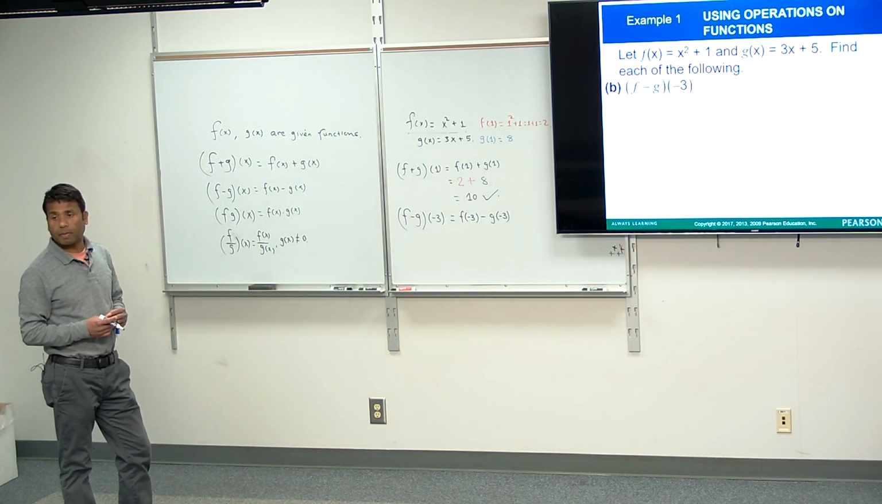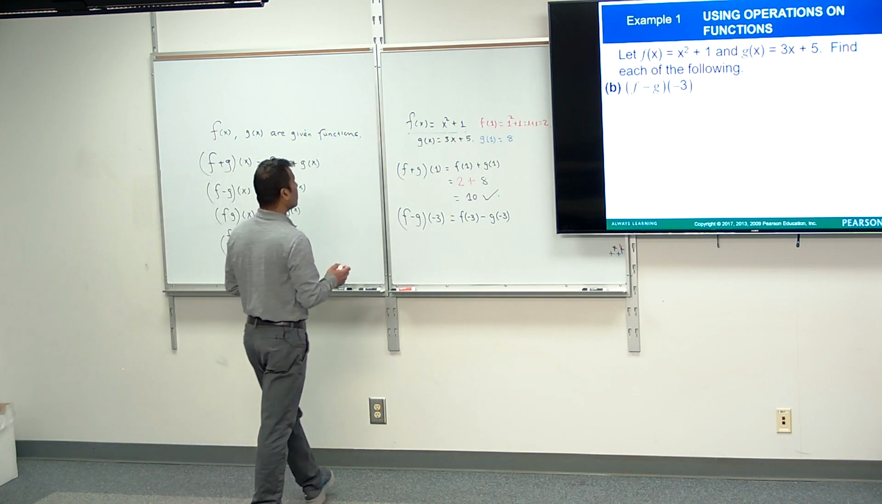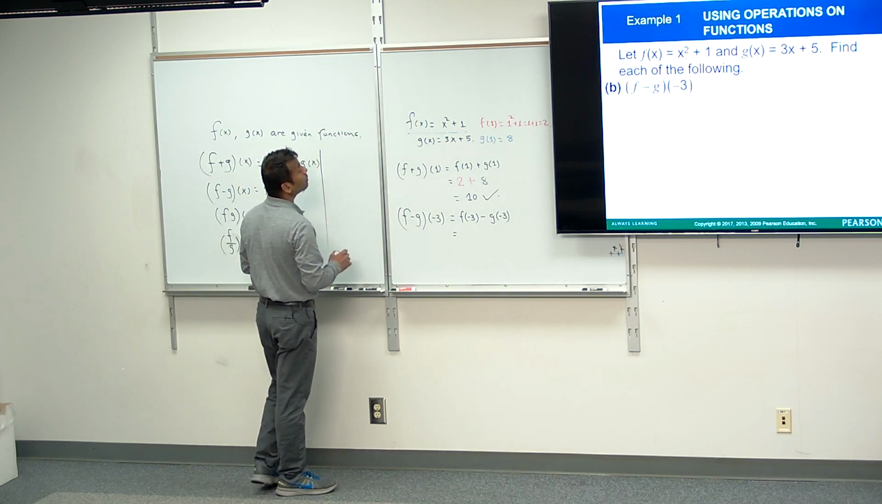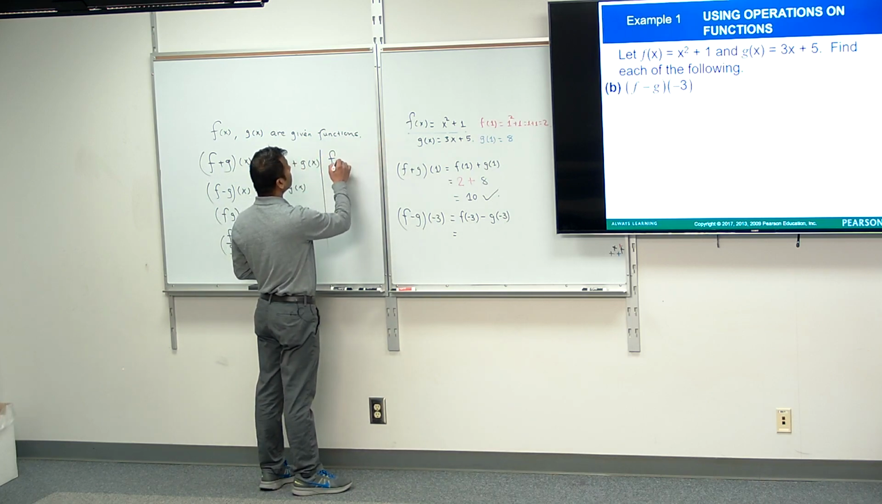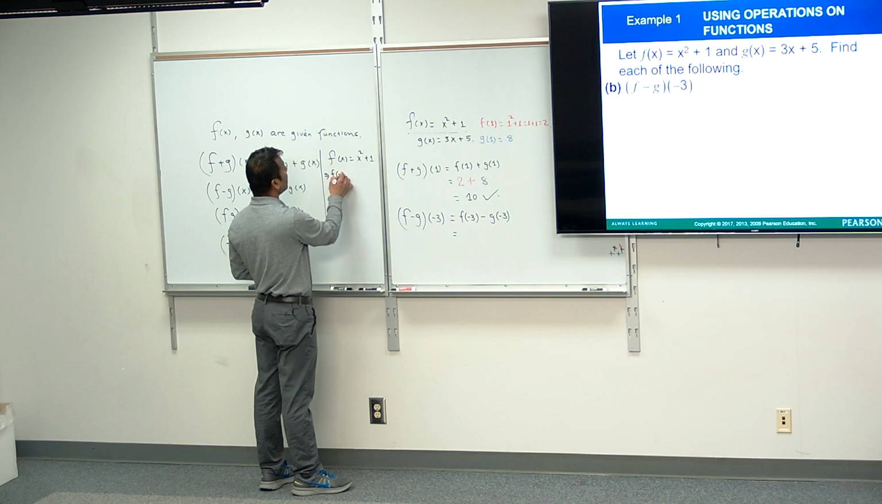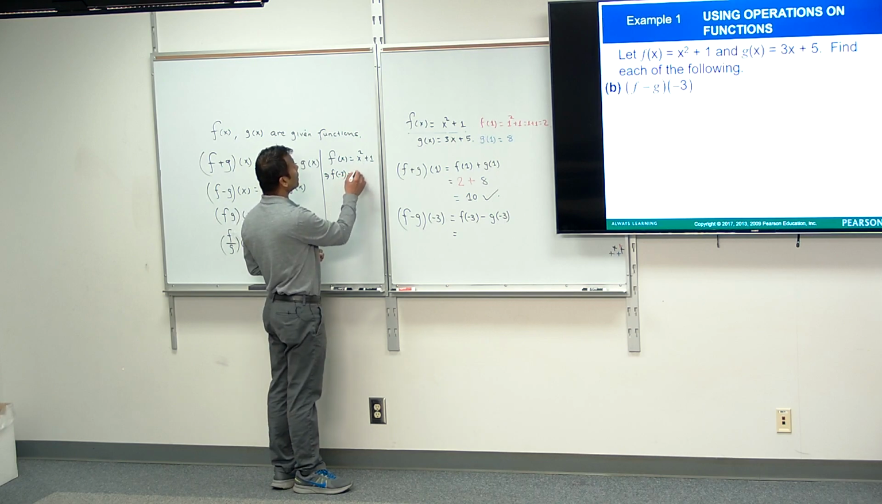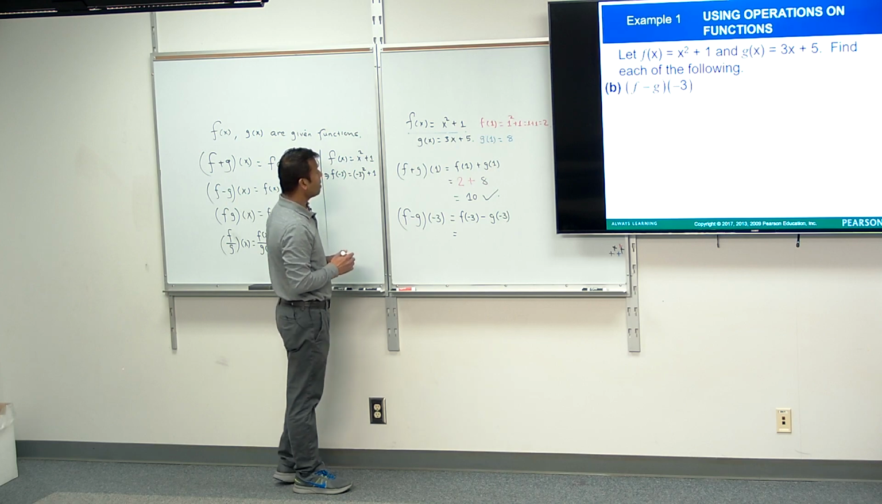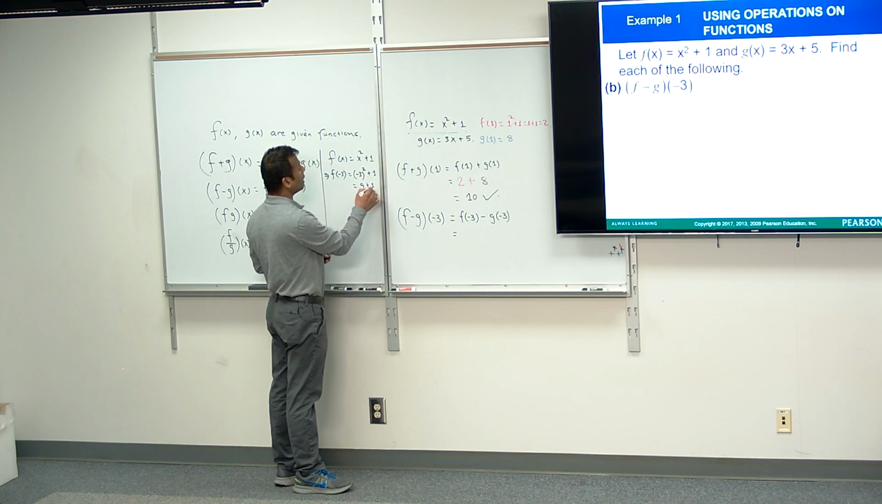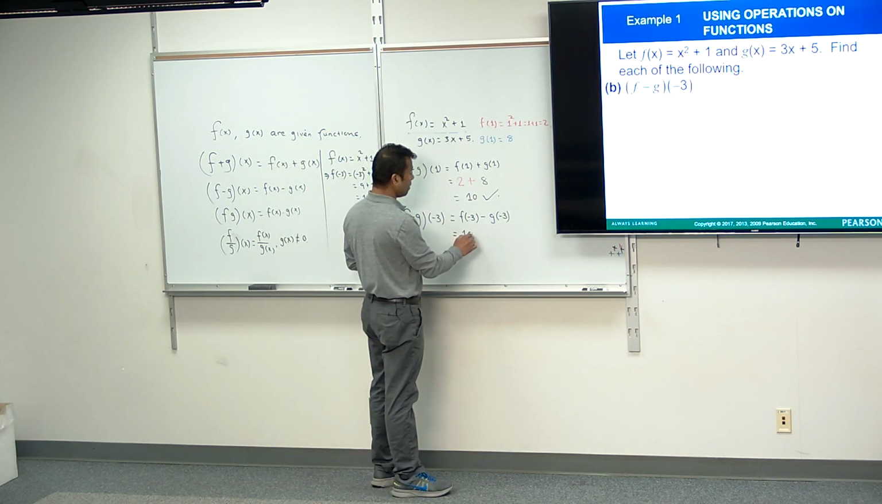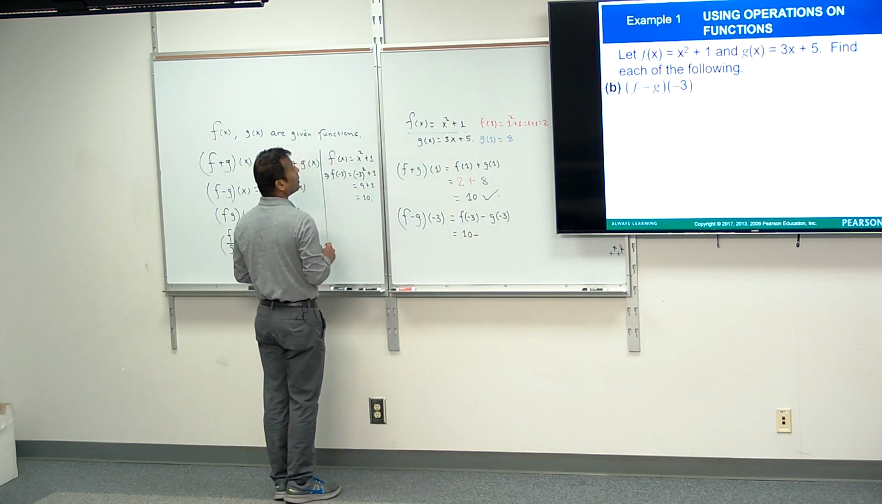Does that make sense? So what is f of negative 3? What is f of negative 3, guys? What is your f(x)? x squared plus 1, right? So you want to evaluate f of negative 3. You plug in x equal to negative 3. So this is negative 3 squared plus 1. Is that right? So this is going to be 9 plus 1, which is 10. So this is 10 minus, what is g of negative 3?